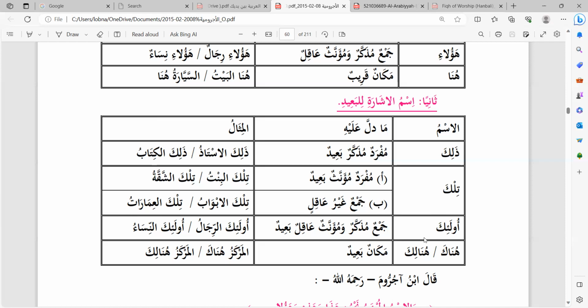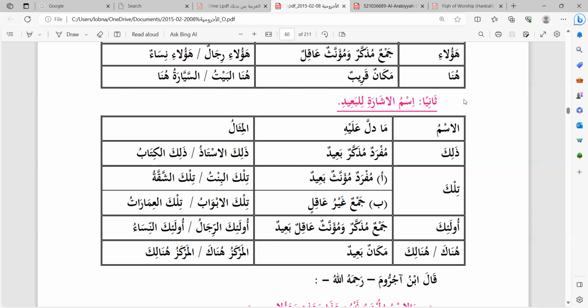And the last one, أولئك. أولئك is again "those," but you'll use it for the plural, جمع, for the feminine and masculine plural. عاقل, this has to be like a person. بعيد, something that's far. أولئك الرجال, أولئك النساء.